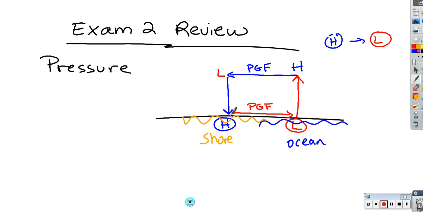Right? So there's an offshore wind where it's going onto the ocean from the shore, and that typically is a dry, warmer air, and so that keeps the temperatures from dropping all that much, and we call that the land breeze.